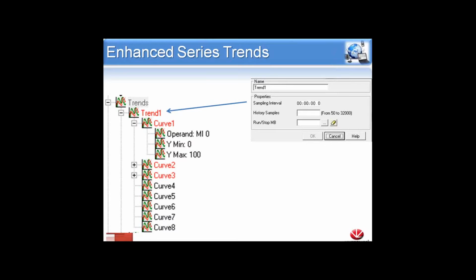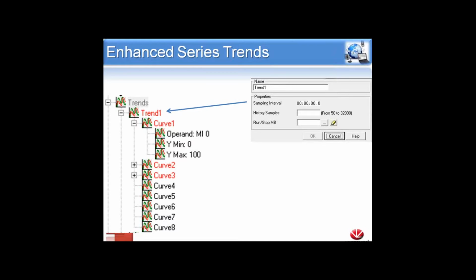If you right-click on it, you'll be able to change the name. You can change the sampling interval. This is going to be how frequently it is updating the graph with new data. You can set the number of history samples. There's a minimum of 50 samples and a maximum of 32,000.